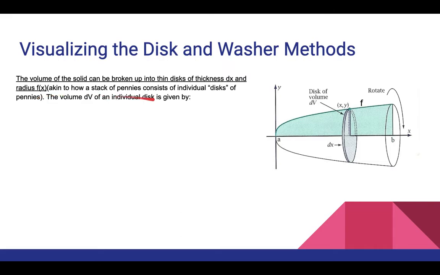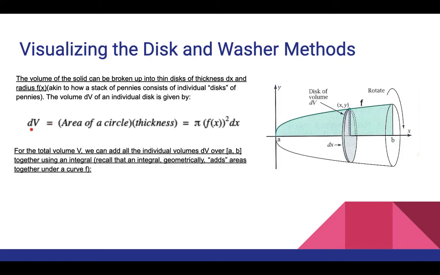The volume dV of an individual disk is going to be given by the area of the circle times the thickness, or the area of the disk times the thickness, which in this case is going to be pi f of x squared dx. The reason being is that we have pi r squared, where r is the radius, which in this case is our function value at x. So we have pi f of x squared dx. So this represents the volume of an individual disk or an individual penny.